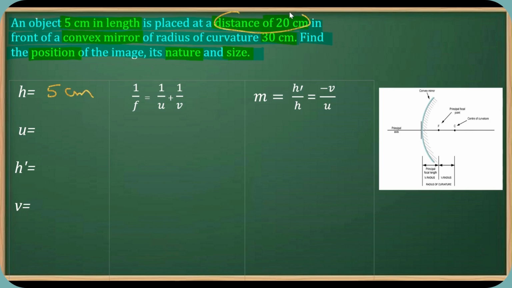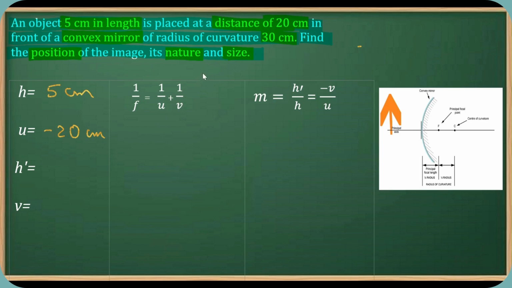And the distance of the object from the mirror, as we know that the object is always placed on the left hand side of the mirror, irrespective of whether it's a concave or convex. So by convention, anything which is placed to the left of the mirror is taken as negative. So we are going to write negative 20 centimeter.